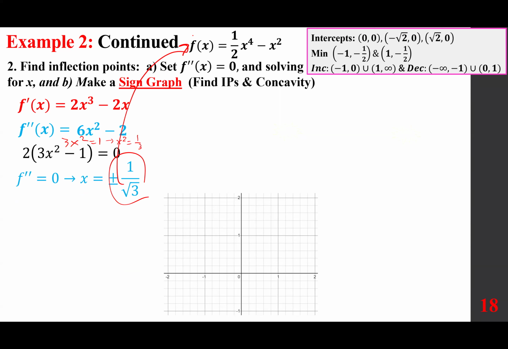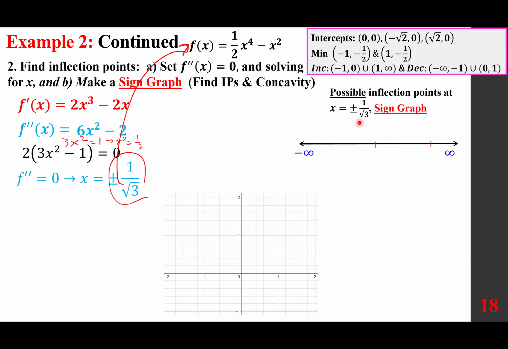Now you plug in to the original function to evaluate it. Okay, but before you do that, are they inflection points? We have to do the sign graph first. So let's do the sign graph. So possible inflection points are negative 1 over square root of 3 as well as positive 1 over square root of 3. So the number line x goes from negative to positive infinity. F double prime, because we're working on f double prime, is 0 here and here.